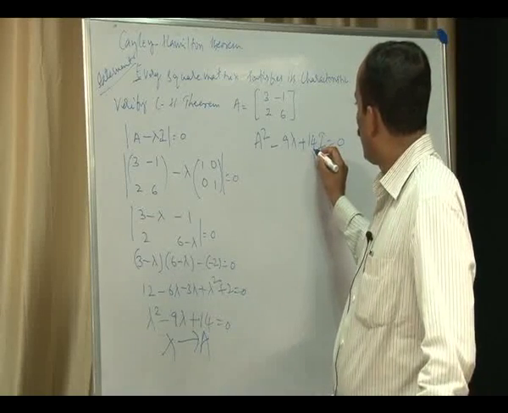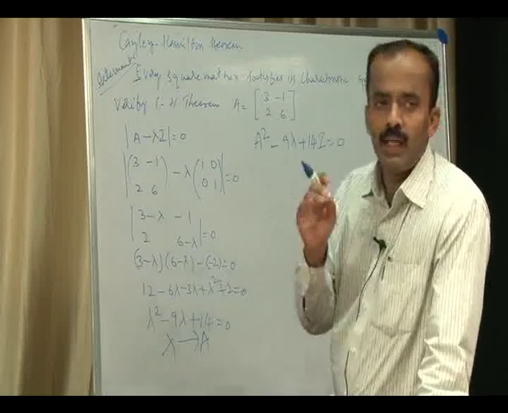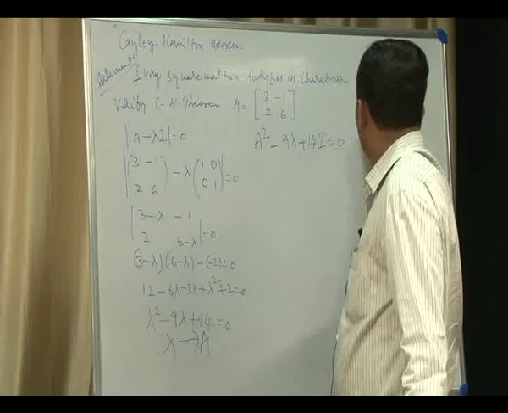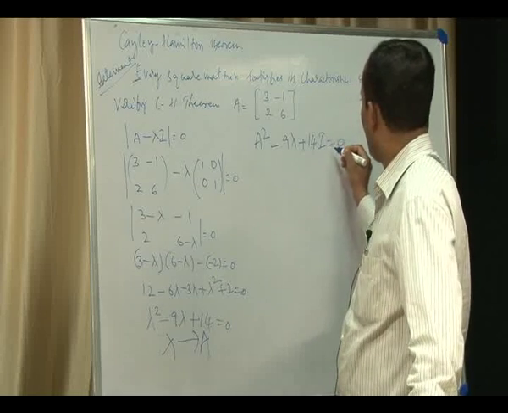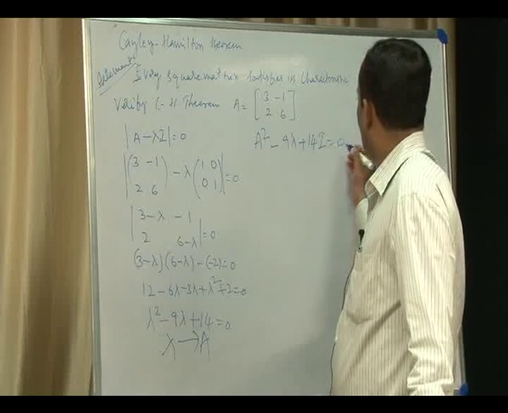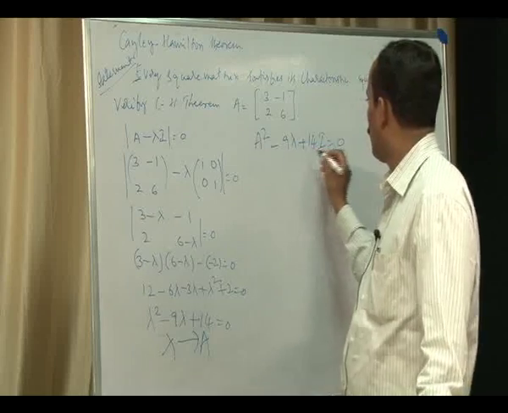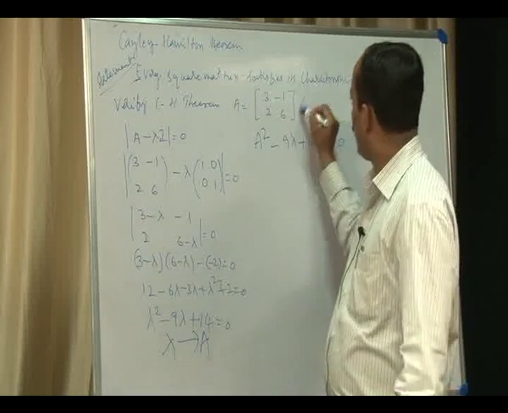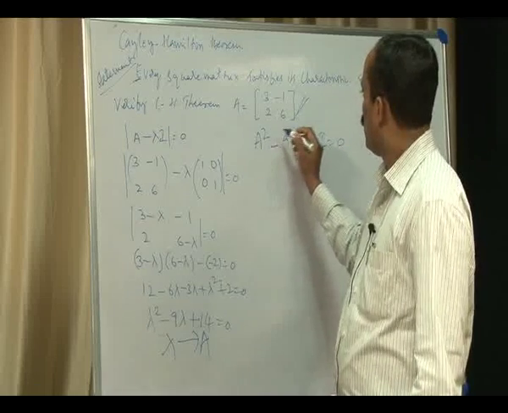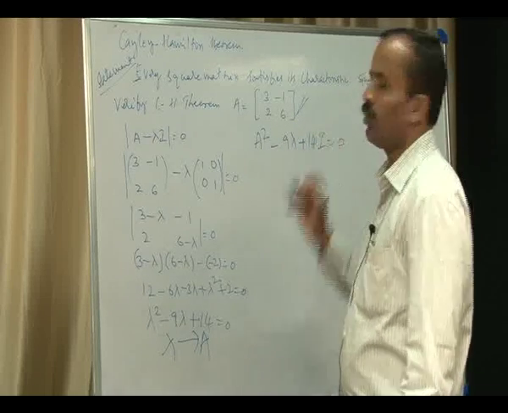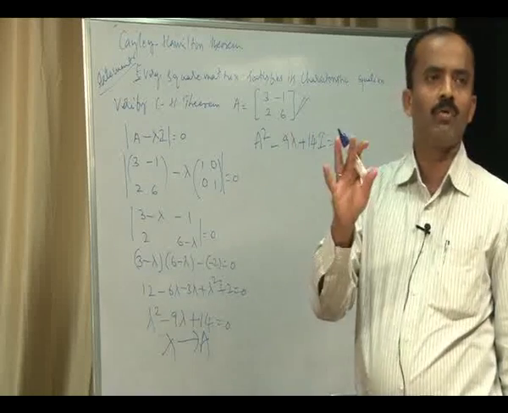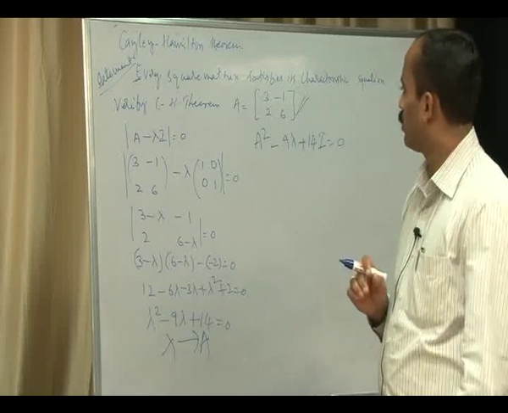Why in place of 14 are we writing 14 into I? Any value multiplied by the identity matrix remains the same. So, A squared minus 9A plus 14 into I is equal to 0. Now, see, we have a matrix A; you find out A squared, you find out 9A plus 14 into I, you substitute all the values in the given equation, and it should be equal to 0.